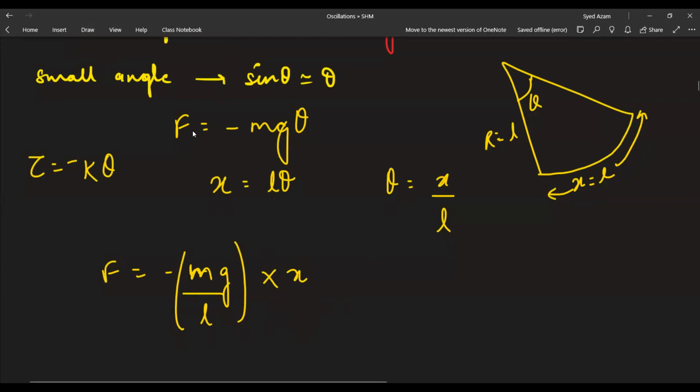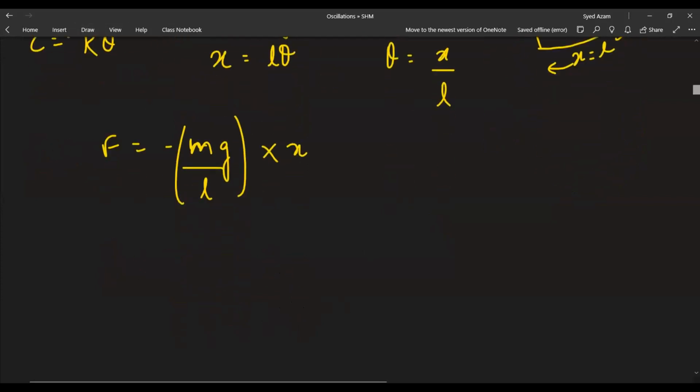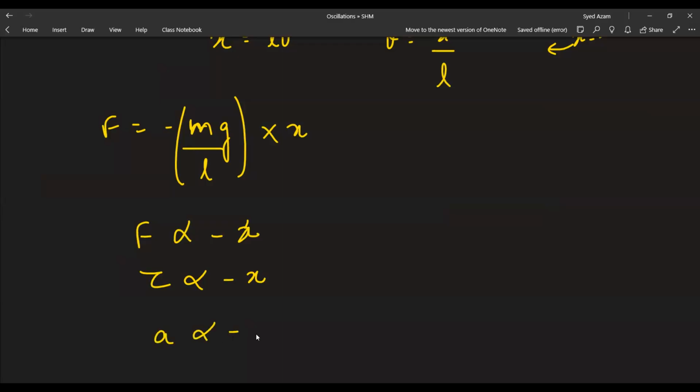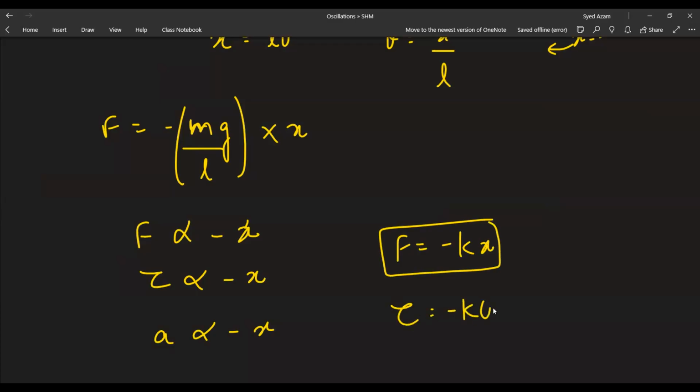Now look here. If I rearrange some terms, F is equal to what should be there? Your force is directly proportional to minus x. Actually, your torque is directly proportional to minus x. And since force is involved, your acceleration will also be proportional to minus x. Mainly, your equation of SHM is F equal to minus kx, and torque becomes minus k theta.